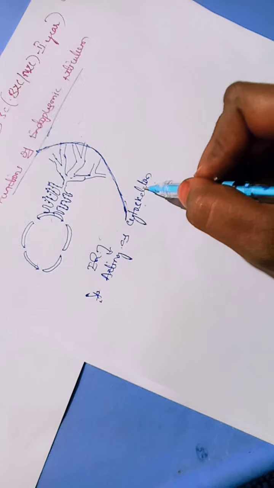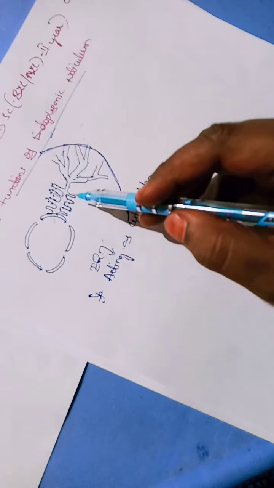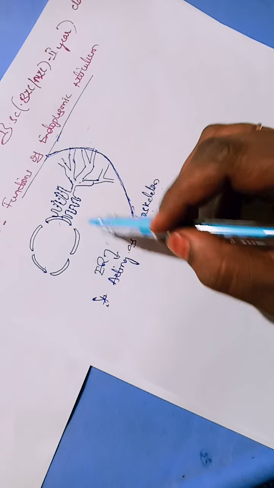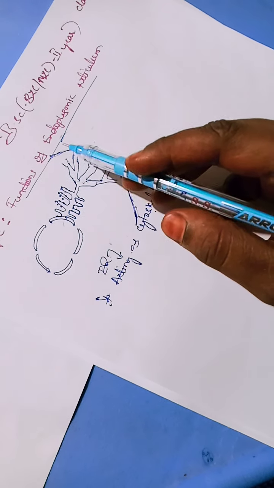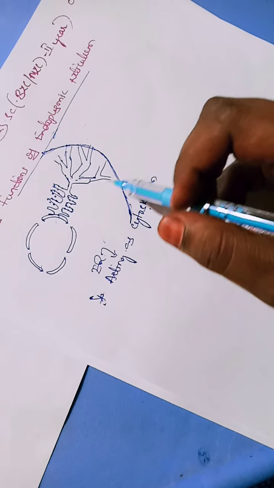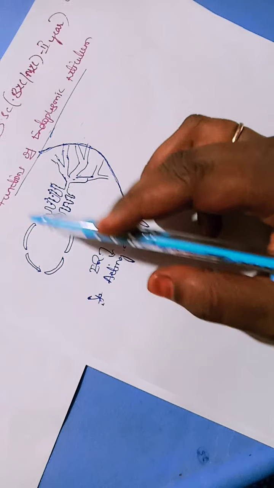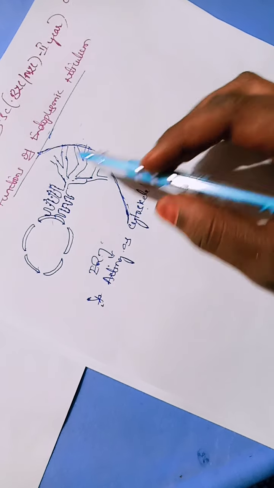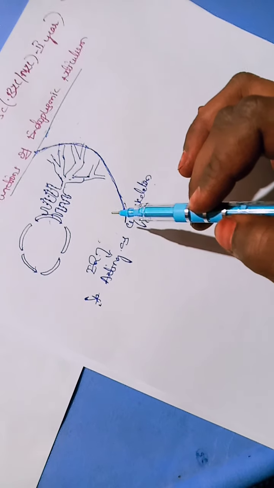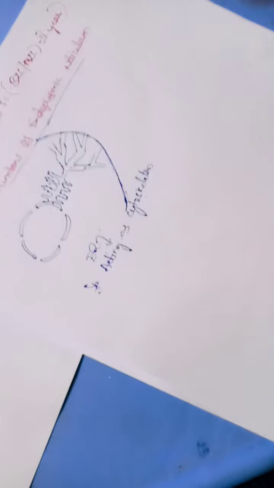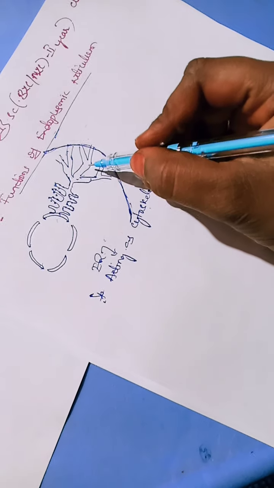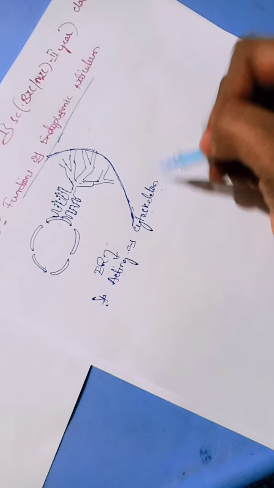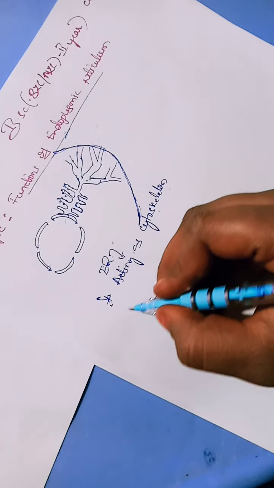How is it acting as a cytoskeleton? Look here: the endoplasmic reticulum develops from the central nuclear membrane and travels towards the plasma membrane. Like this, it is spread all around the cytoplasm in the cell. So this structure acts as a cytoskeleton and gives a framework to the entire cell. That's why we said ER acting as a cytoskeleton is one of the important functions.